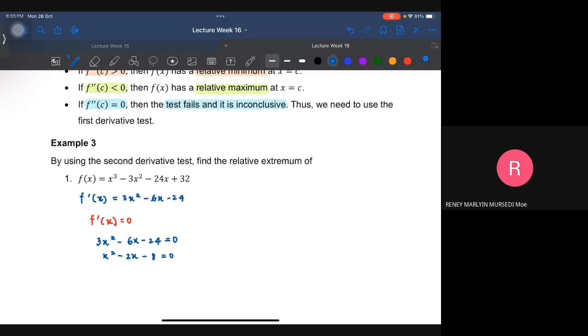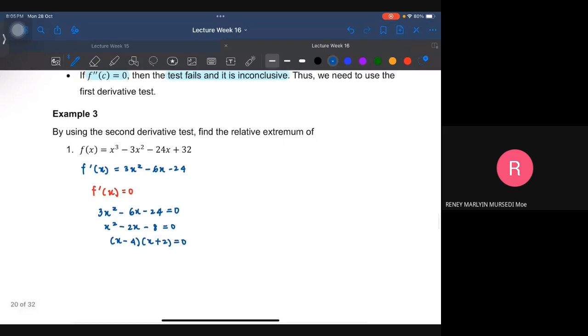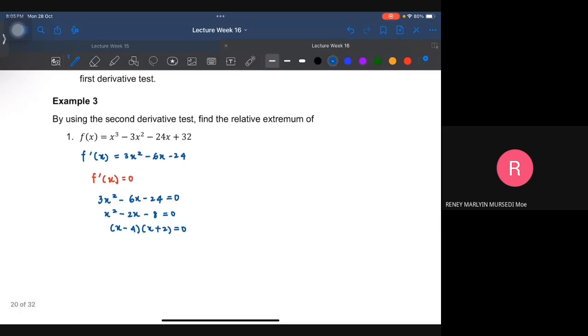Okay, and then just press your calculator. So kita dapat x minus 4 dengan x plus 2 equal to 0. Okay, so terus cari kita punya value of y from here. So x is equal to 4 dengan negative 2. Okay, so first value kita adalah x equal to 4, and then next value adalah when x is equal to negative 2. Okay, so dekat sini madam dah kirakan siap-siap.